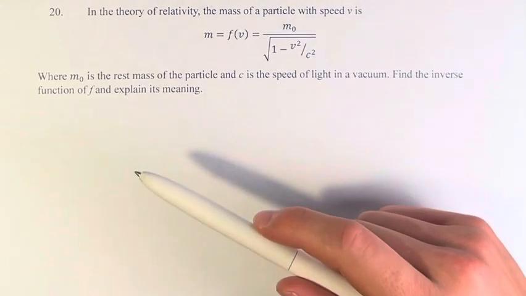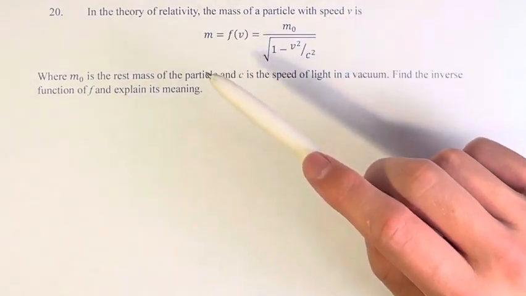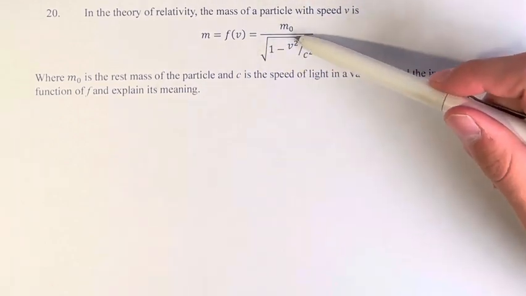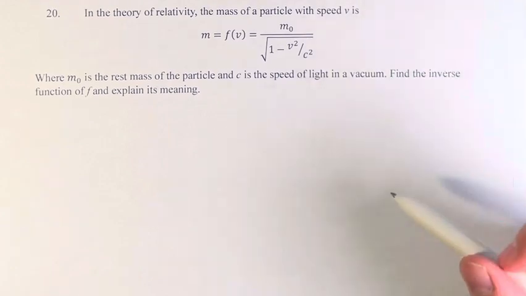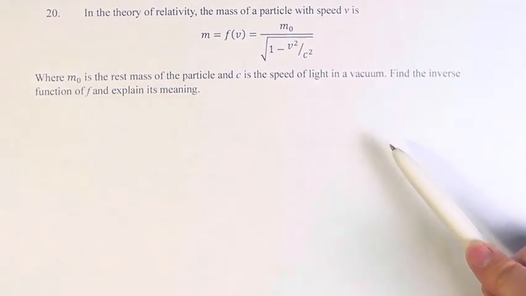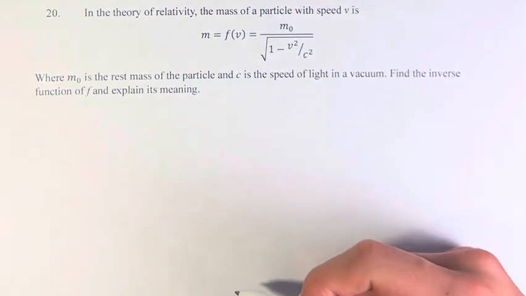In this problem, we're told in the theory of relativity, the mass of a particle with speed v is m is equal to f of v is equal to m naught over the square root of 1 minus v squared over c squared, where m naught is the rest mass of the particle and c is the speed of light in a vacuum. We're asked to find the inverse function of f and explain its meaning.